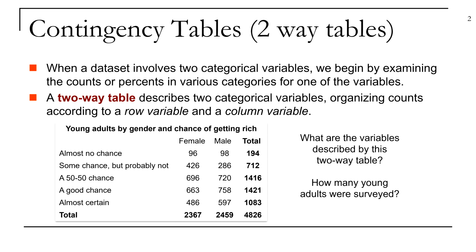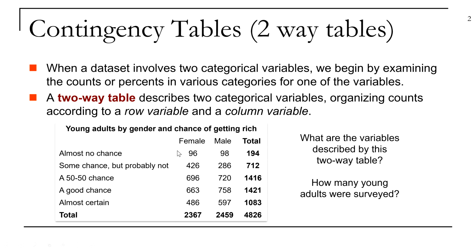So there's a survey that was given to 4826 young people, and it said, what's the chance you feel you're going to be rich by the age 30? They were asked to say almost no chance, some chance, but probably not, a 50-50 chance, a good chance, almost certain. A little bit of an ill-defined survey, but here's the survey question. And you have rows and columns.